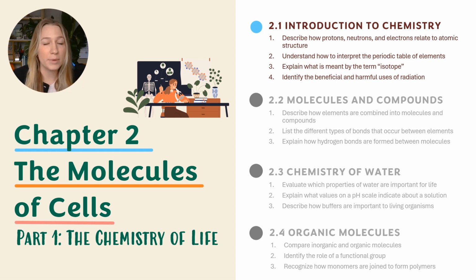To start on our Chemistry of Life lecture, we're going to begin with Introduction to Chemistry. So once we cover this section, we should be able to describe how protons, neutrons, and electrons relate to atomic structure, understand how to interpret the periodic table of elements, explain what is meant by the term isotope, and identify the beneficial or harmful uses of radiation.